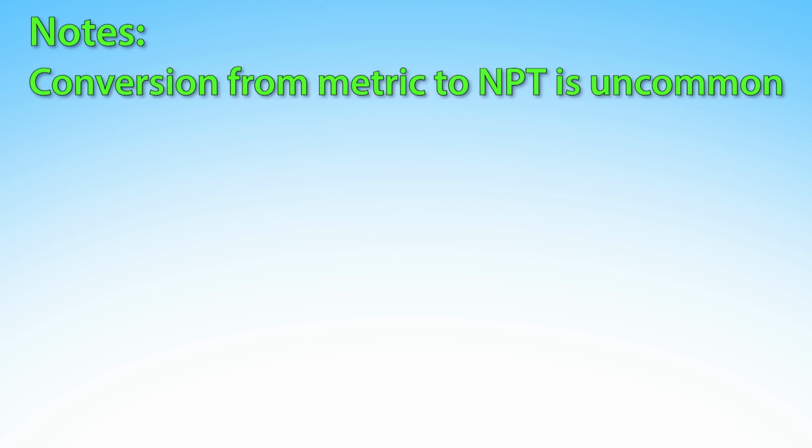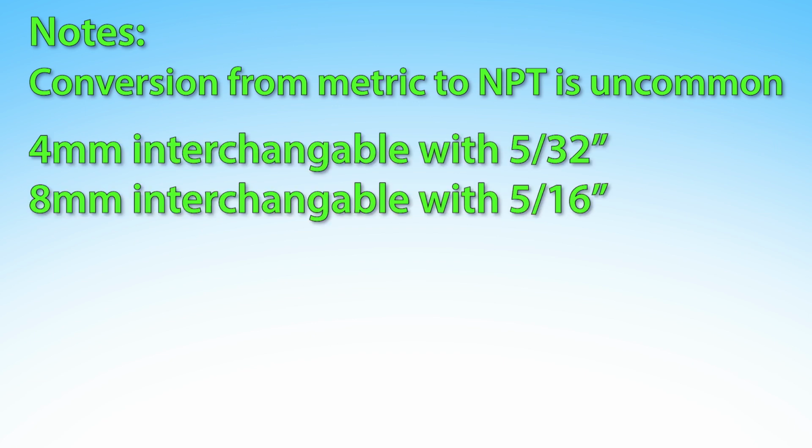Now for some interesting notes. There are some fittings that convert between metric and US standards, such as 10mm tubing to 3/8 inch NPT. These are hard to find and generally quite expensive, so they are seldom used. However, two tubing sizes are interchangeable between metric and inch. These are 4mm, which is close enough to 5/32 inch to work as either, and 8mm, which interchanges with 5/16 inch.